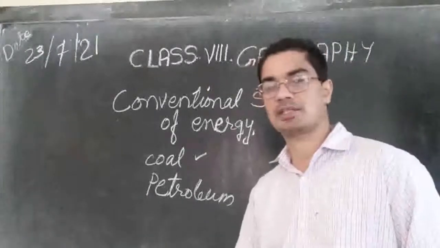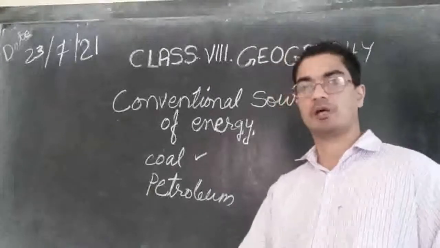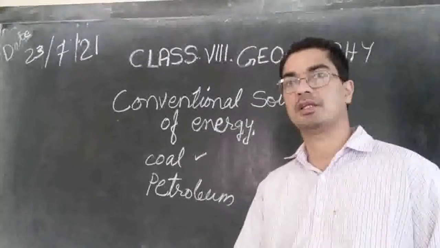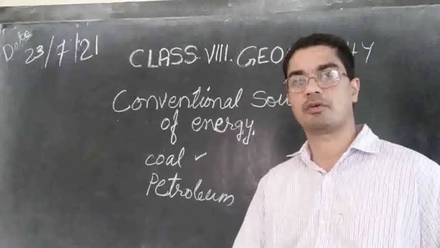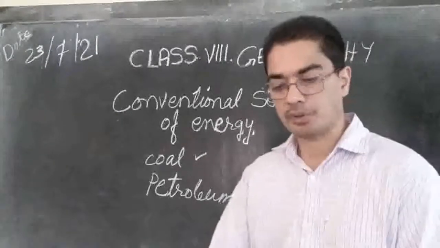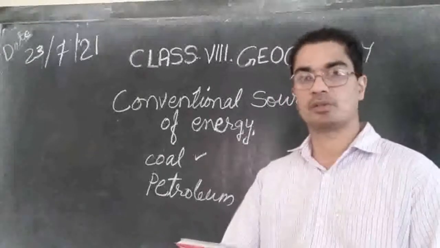So we cannot use it as it is, so we need to do purification. That's why we have to send it first to the oil refineries, and they will refine it and make it pure, separated one from the other. Then petroleum and its derivatives are called black gold.